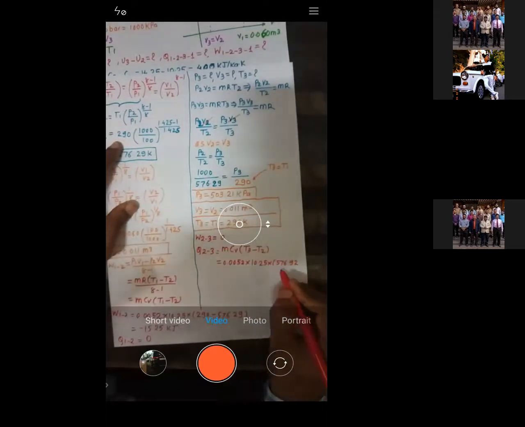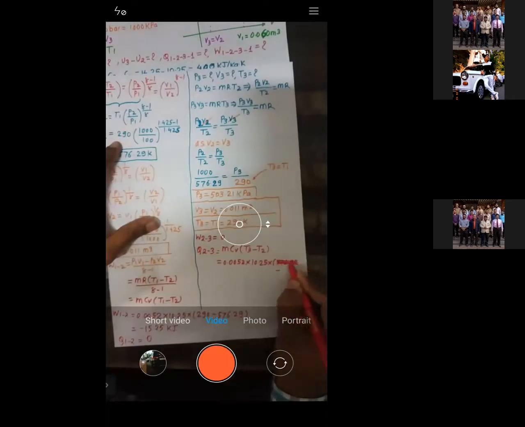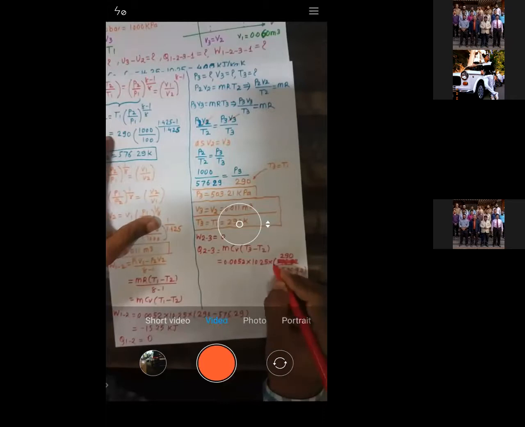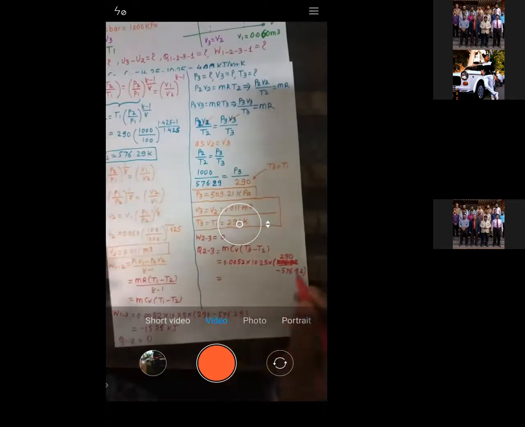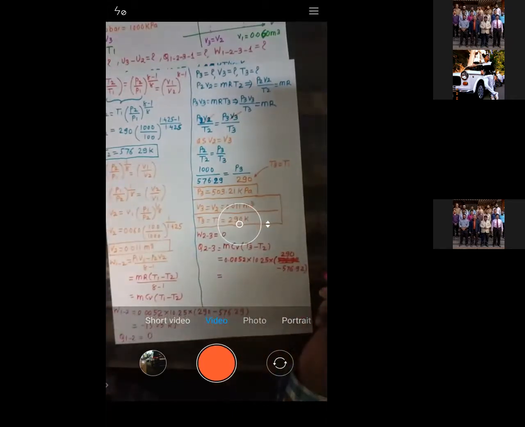576.92 minus T2. T2, we have, see, T3, sorry. T3 is 290. I'll just write down here. T3 is 290 minus T2. T2 is 576.92. Okay, so just do this calculation and let me know what we get for 2 to 3. This is T3, that is 290 minus T2. Just do this and let me know what value we are getting.